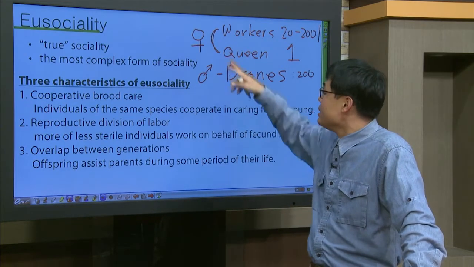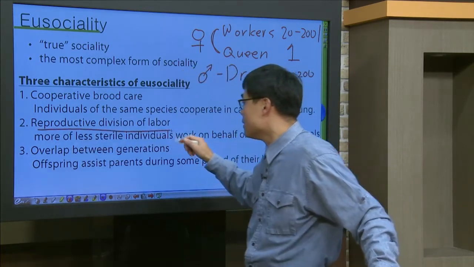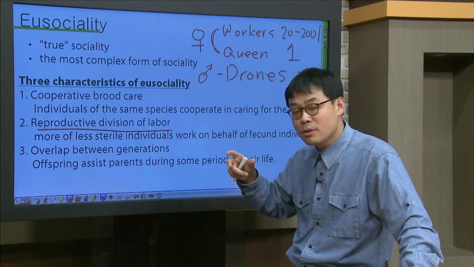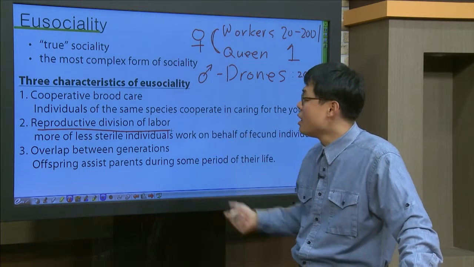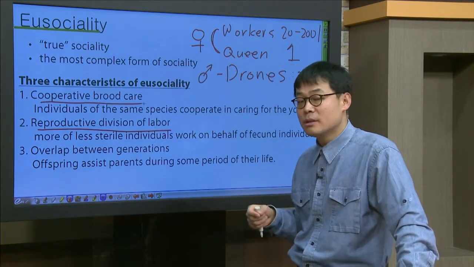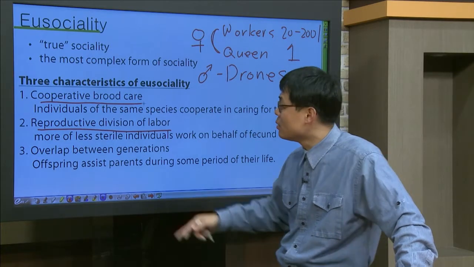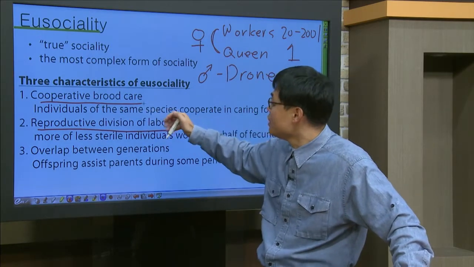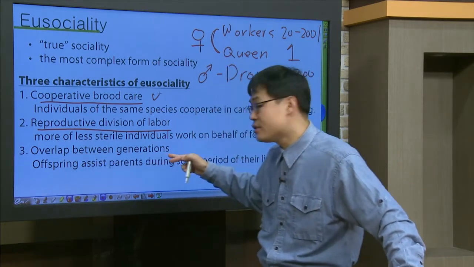And this is called the reproductive division of labor. Some individuals reproduce and others do not participate in reproduction. And cooperative brood care: several individuals cooperate to rear the young. That is called cooperative brood care. Humans exhibit this one. Also overlap between the generations.